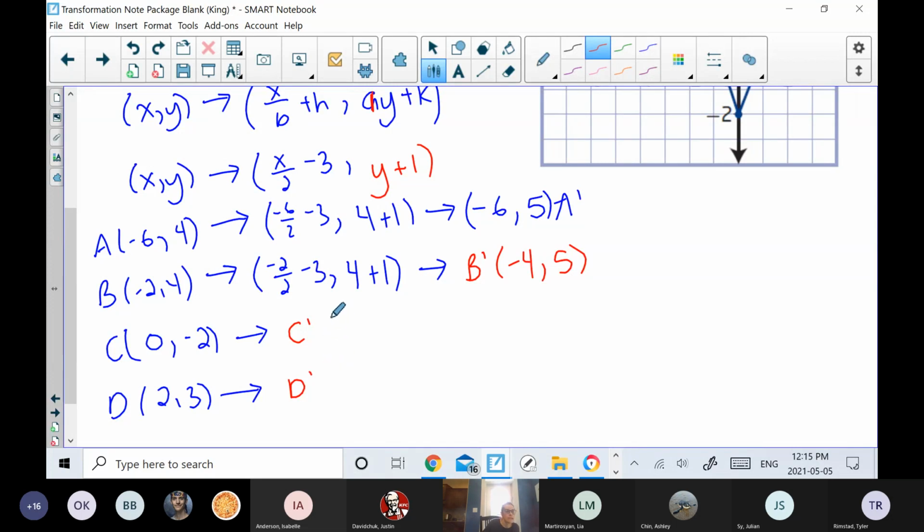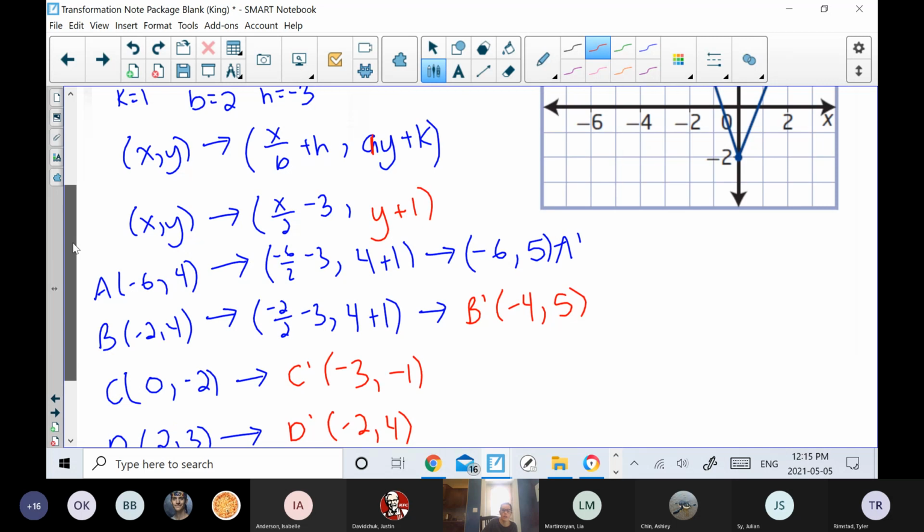Okay, if you did this correctly, your C prime should be, let's see, 0 divided by 2 is 0 minus 3. So it should be -3, -1. That should be your C prime. And then 2 divided by 2 is 1 minus 3. This guy should be -2 and 4.